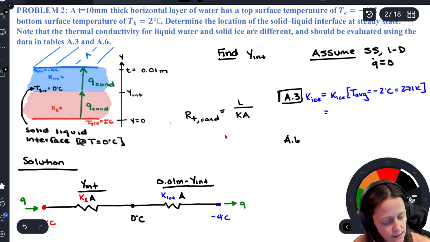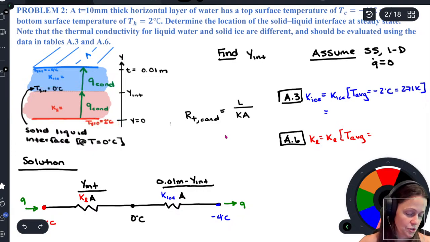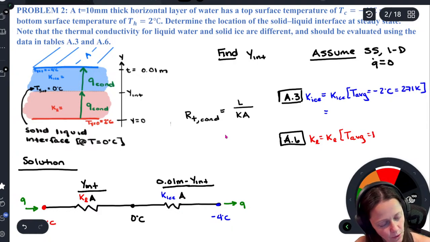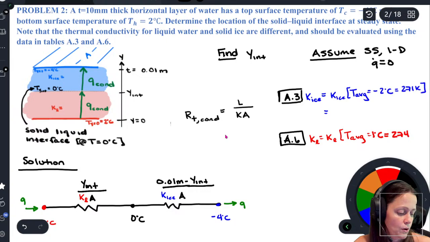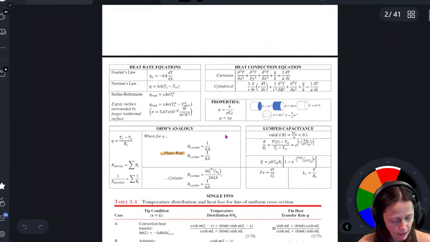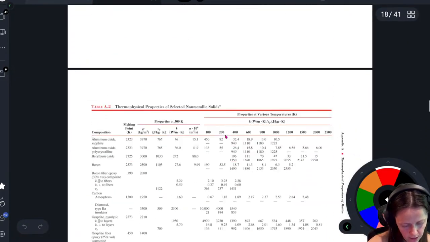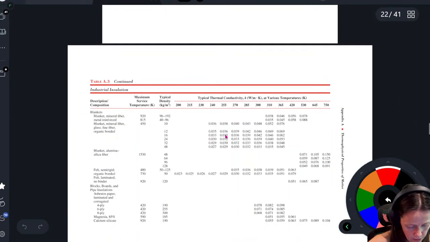And then in A6, this is for liquid water, and it needs to be evaluated at its average temperature, right? Where the average temperature is going to be the average of 2 degrees and 0 degrees, which is just going to be 1 degree. I know it's not going to make that big a difference, but humor me, I suppose. Okay. So 1 degree Celsius or 274 Kelvin. Let's go look in the tables. Let's see if we can find it. It's A1.